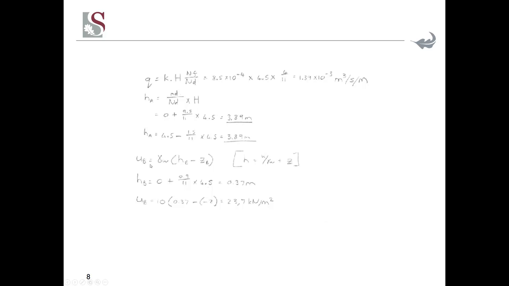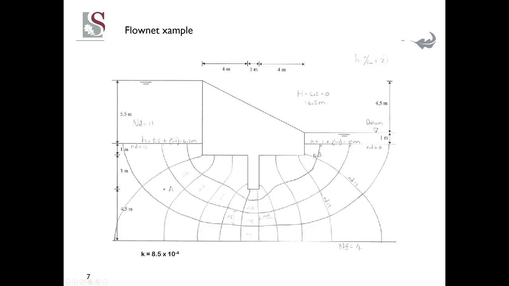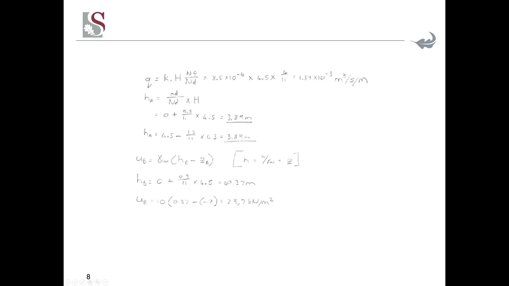Now the pore water pressure at B is the unit weight of water times the height at B minus the z at B, since h is u over the unit weight of water plus z. So h_B becomes this. It's 0.9 of the distance before it gets to n_D 1, so it gets 0.37 meters. So u_B becomes 10 times 0.37 minus 2, and that gives you 23.7 kilonewtons per square meter. That is the pore water pressure at B.